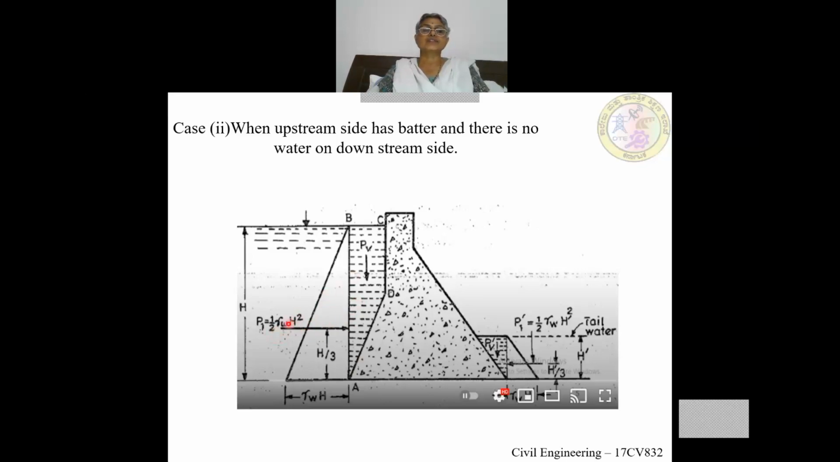So here there are two forces. One is due to horizontal pressure, the other one due to the weight of this water column on the sloping surface. So this pressure which we have calculated is the same thing. That is, the intensity is gamma W into H, where H is the height of the water in the reservoir, and it will be acting at a distance of H by 3, half of gamma W H square.